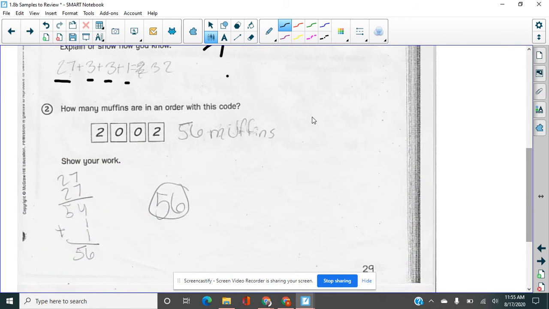Now down here, how many muffins are in an order with this code? 27 groups, two groups of 27. I see those here. Two groups of 1. I see that here. 56 muffins. So they labeled their answer, right? Not just 56, but 56 muffins. What could make this better? A sentence right here, right? Or maybe a group of sentences, or a drawing, right? A diagram. Just having the math problems is a start, but it needs to be better. And so this student on this one should add that.